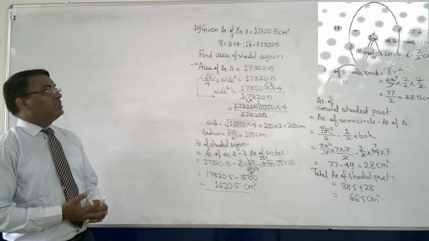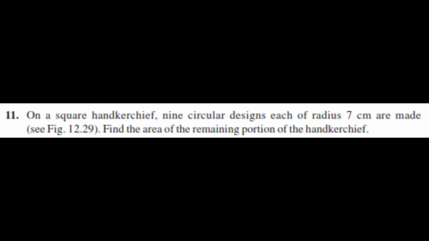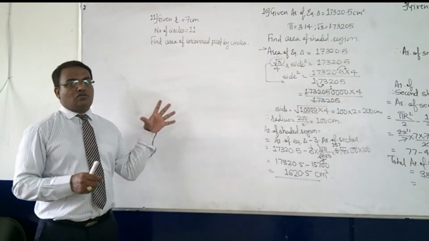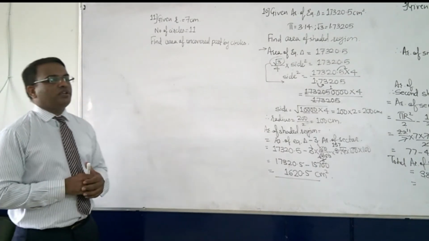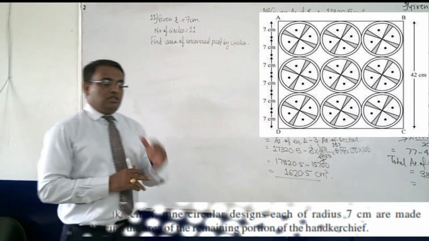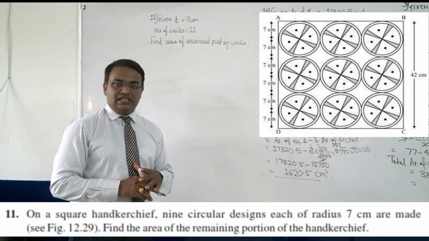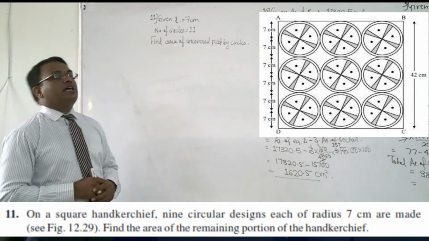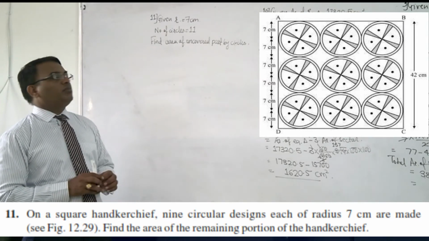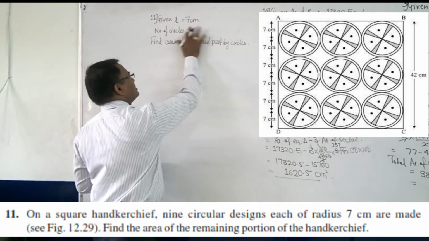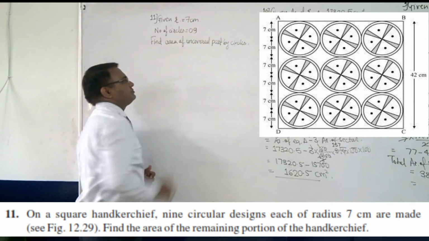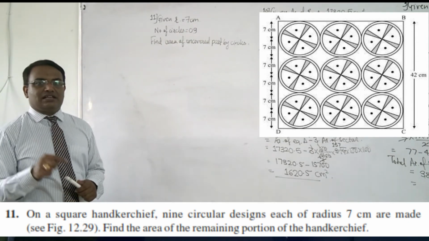So let's go on to the next sum. On a square handkerchief, 9 circular designs, each of radius 7 cm, are made. Find the area of the remaining portion of the handkerchief. Now let's work on this sum. So these are the given things. Given that the radius of each circle is 7 cm, and the total number of circles is 9. There are a total of 9 circles.